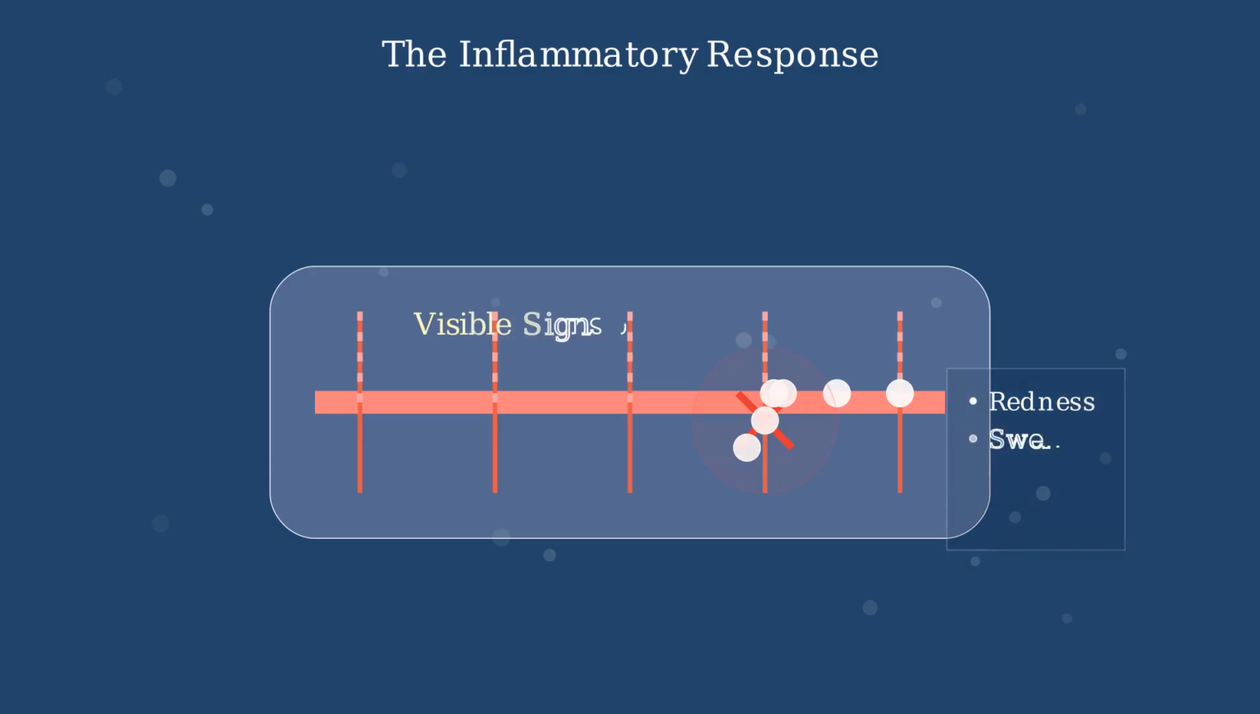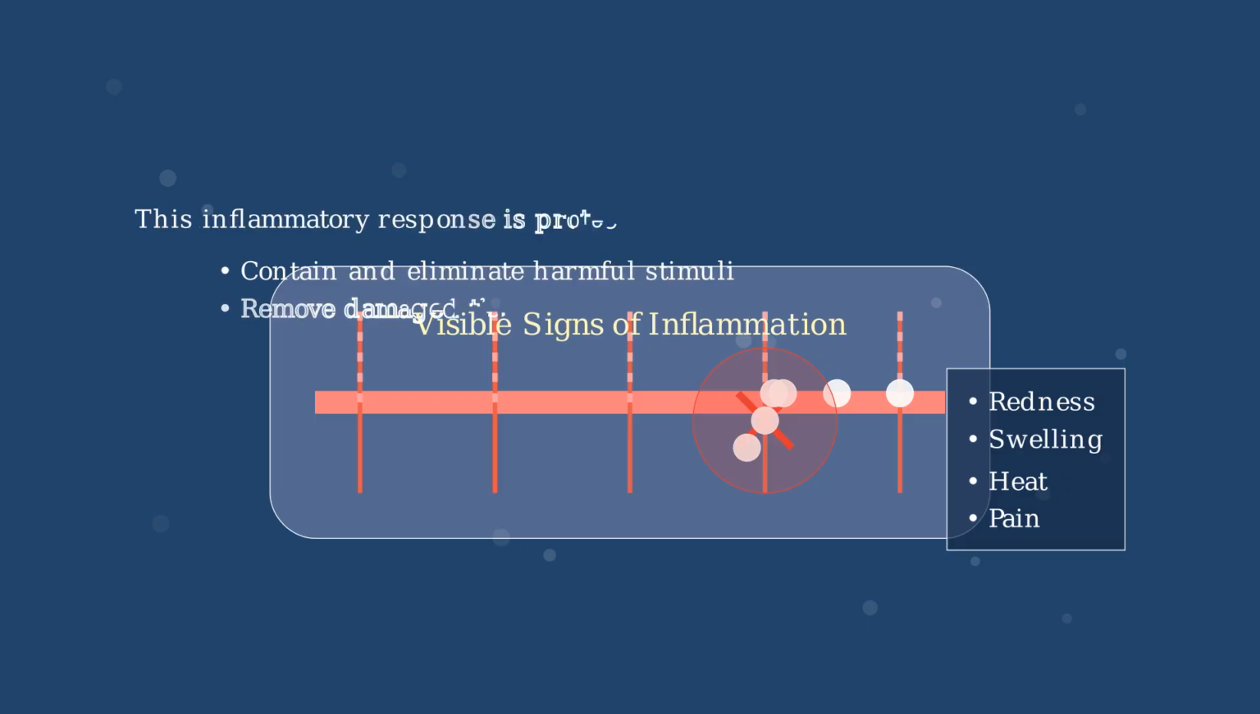These changes create the visible signs of inflammation we can observe externally, including redness, swelling, heat, and pain. The inflammatory response is protective, helping to contain harmful stimuli, remove damaged tissue, and begin the healing process. This immediate response can evolve into different forms depending on the nature and duration of the injury.